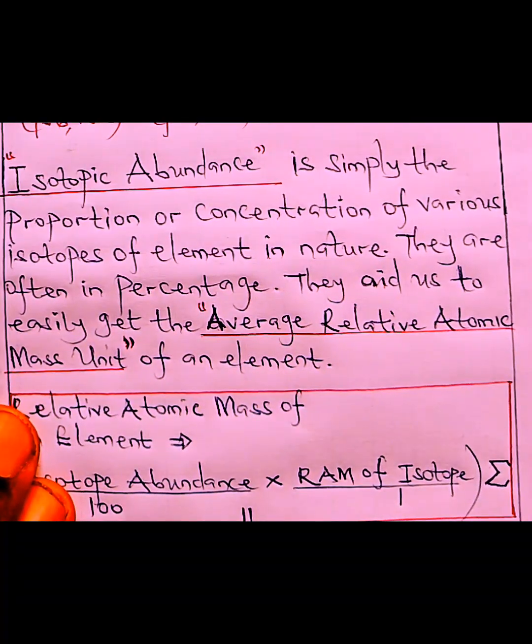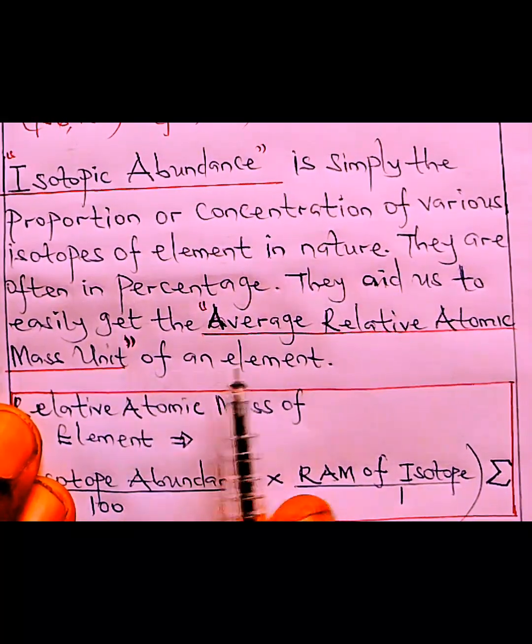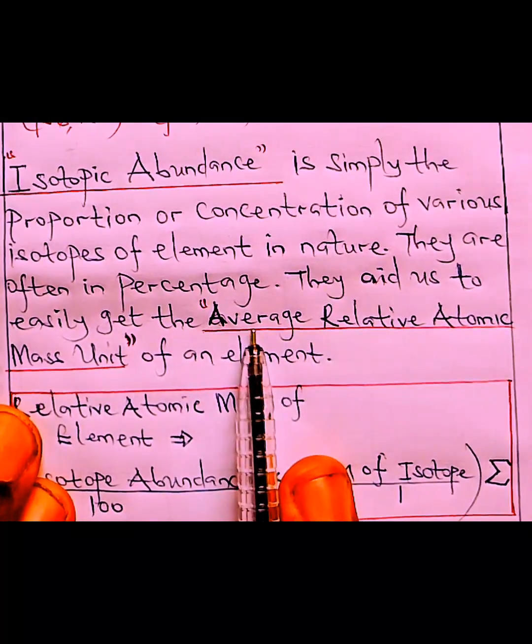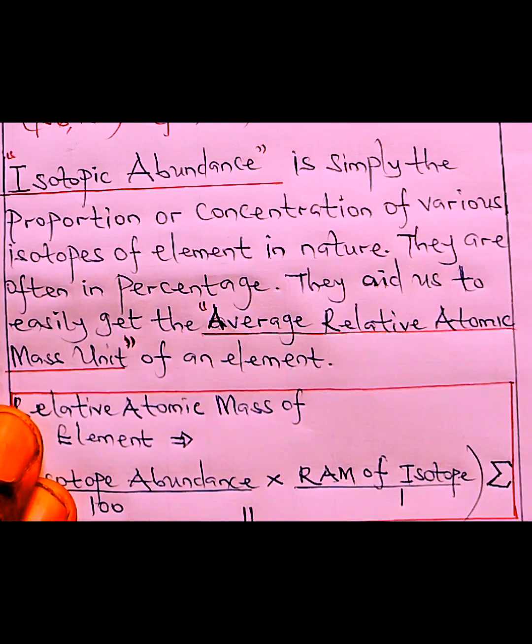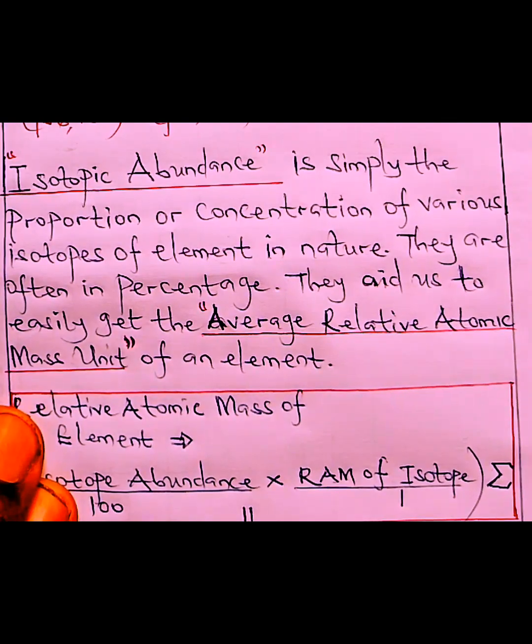Now, isotopic abundance helps us to easily get the average relative atomic mass. The reason why we call it average is that at the end of the day, we compare various atomic mass units for various isotopes. That's why we call it average. So isotopic abundance helps us to get the relative atomic mass of an element to a high degree of accuracy. That's what isotopic abundance helps us to get.